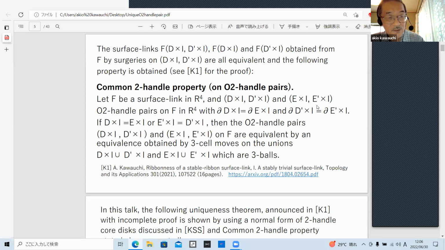In that case, if D×I equals E×I, or D'×I equals E'×I, then the orthogonal pairs are equivalent by an equivalence obtained by 3-cell moves on the union. These are three bold. So this is what I use today.